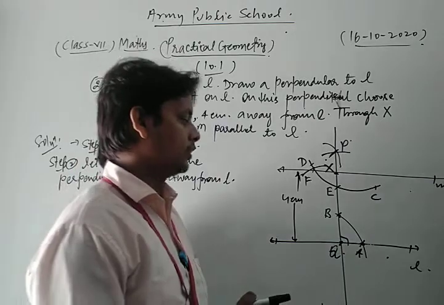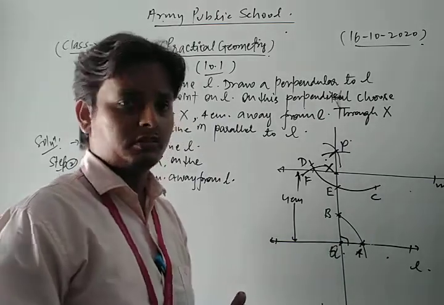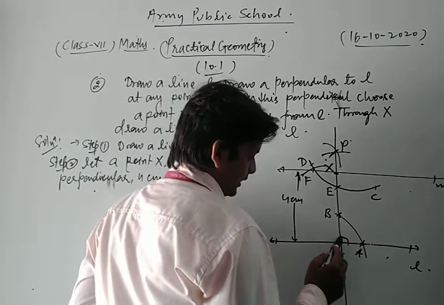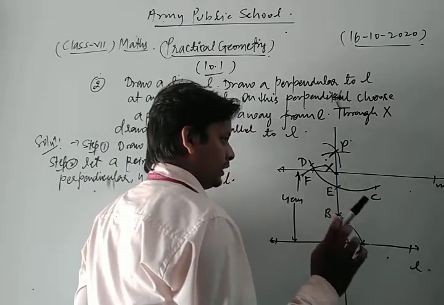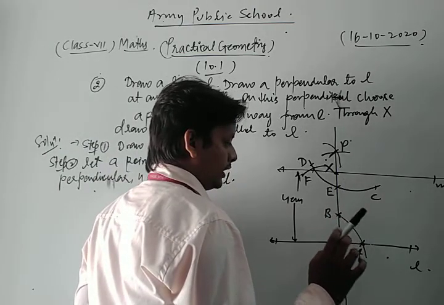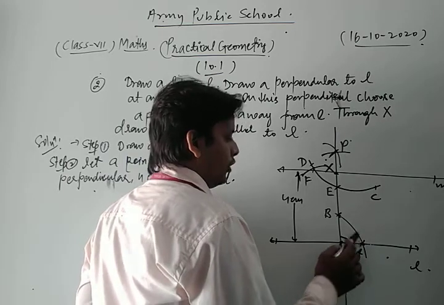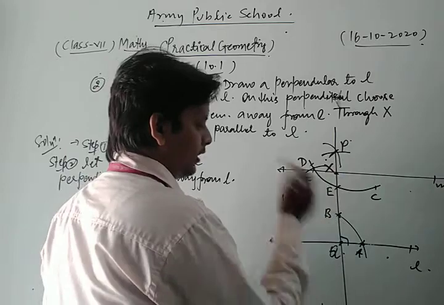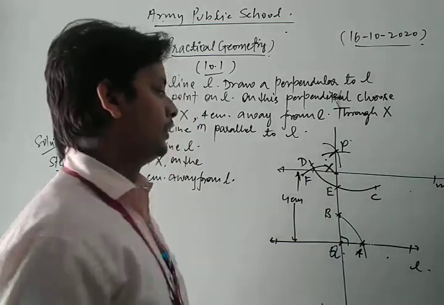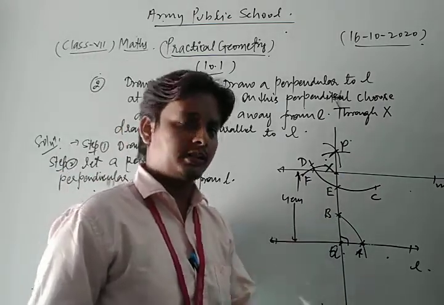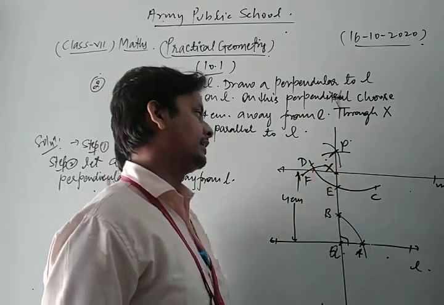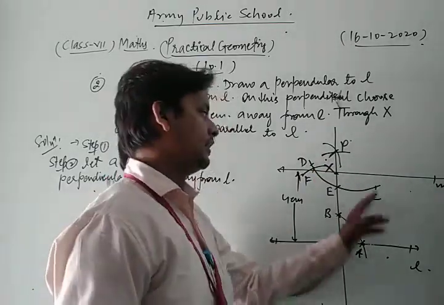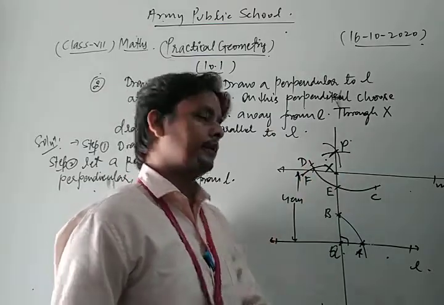Now for that, we take Q as center. Okay, now we take Q as center and any convenient radius. Draw an arc which cuts the line L at point A and the perpendicular at point B. Okay, now with the same radius, we put the tip at point X and draw an arc CD which cuts the perpendicular at point E.